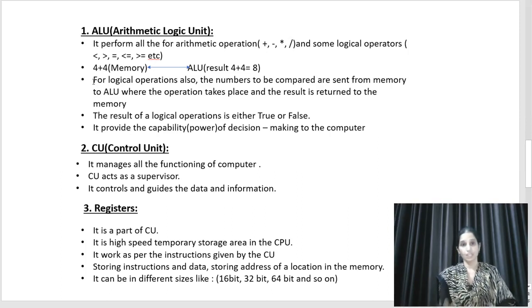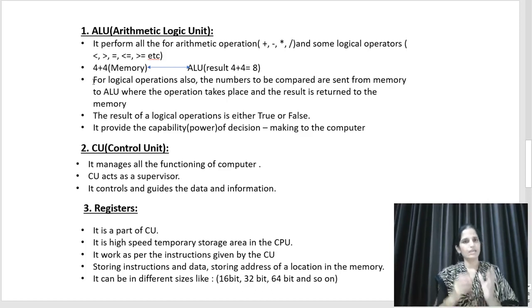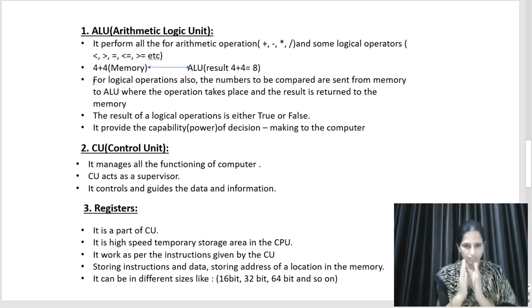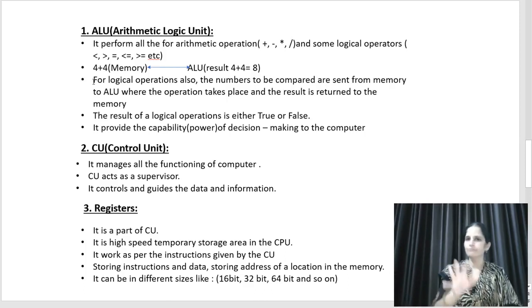What do you mean by the ALU? ALU stands for arithmetic logical unit. ALU performs the mathematical operations. ALU performs the four arithmetic operations, for example, plus, minus, multiply, or divide. And some logic operators are there: less than, greater than, equal to, less than or equal to, greater than or equal to, and so on. So the main functioning of the ALU is to perform the mathematical and logical operations.